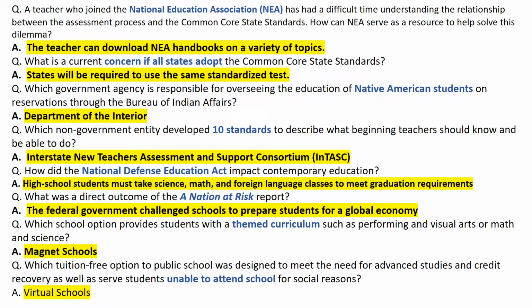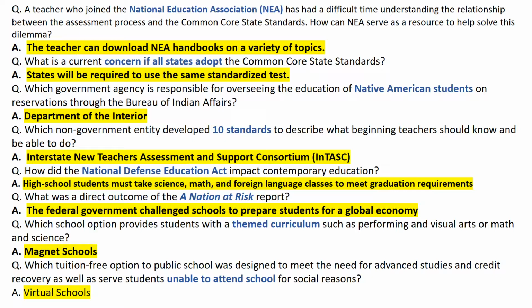Which non-government entity developed 10 standards to describe what beginning teachers should know and be able to do? The Interstate New Teachers Assessment and Support Consortium, INTASC. How did the National Defense Education Act impact contemporary education? High school students must take science, math, and foreign language classes to meet graduation requirements.